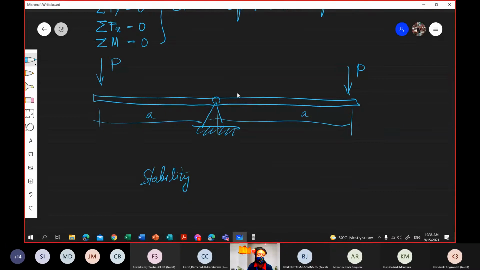Stability. Okay. Now, no doubt, in this figure, can you see my cursor?